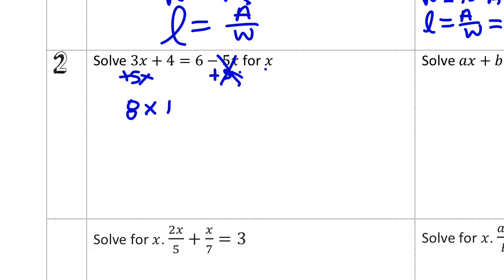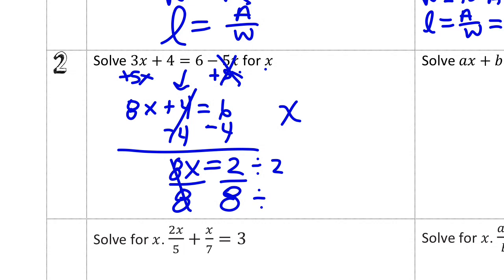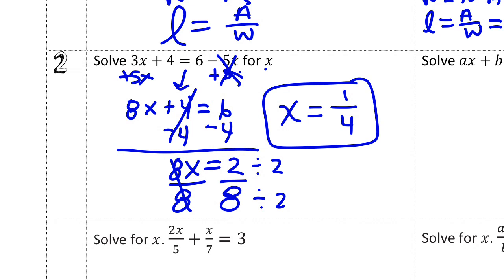That gives me 8x plus 4 equals 6. Okay, then I want to take away whatever is being added or subtracted. So take away 4 from each side. We get 8x is equal to 2. Now, before you freak out, remember your answer can be a fraction. There's nothing wrong with that. Divide both sides by 8, and then simplify. Okay, I know 2 goes into both of these numbers, so this becomes 1/4. X is 1/4.